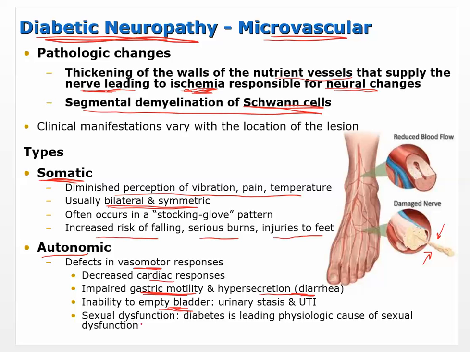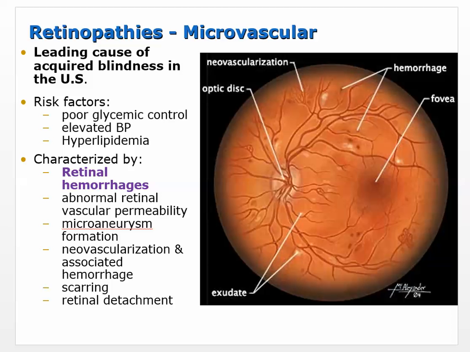then sexual dysfunction. So diabetes is the leading physiological cause of sexual dysfunction. Okay. And let's see.